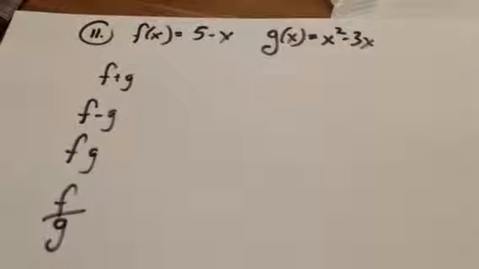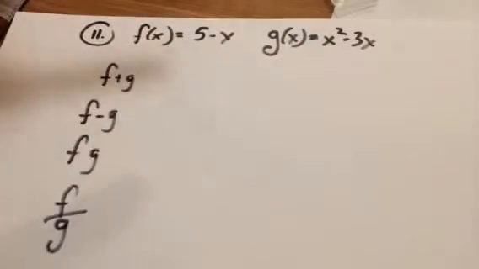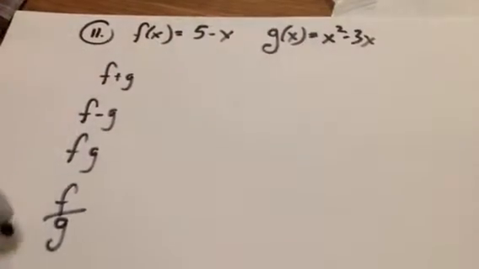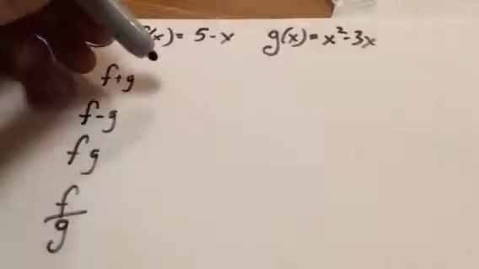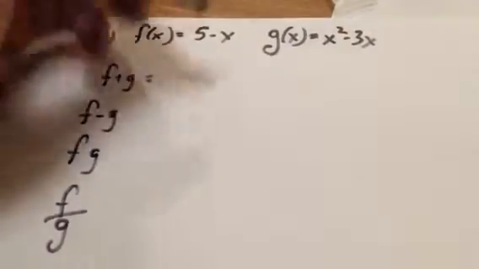All right, this is problem number 11 from section 2.7. These two functions are defined for us. We're supposed to find each of these combinations and then find their domains. So f plus g, so I'm going to add them together.